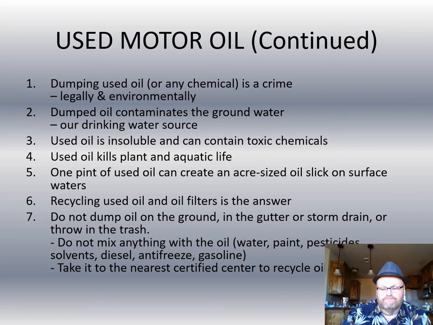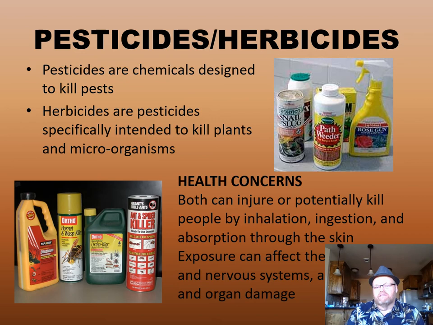Pesticides and herbicides. Now, we all have these at our houses. So pesticides are chemicals designed to kill pests, insects, rodents, and things of that nature. Herbicides kill plants and other microorganisms like funguses and things of that. So they both have health concerns related to them.